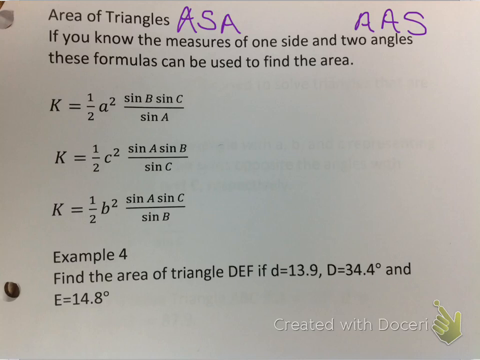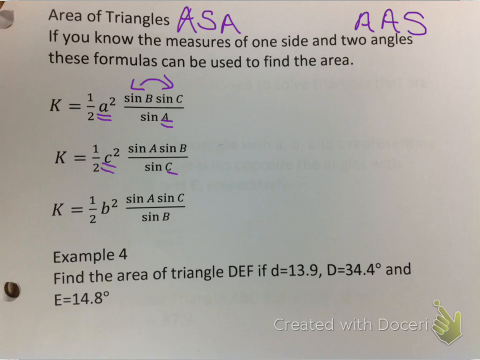K is area again. Notice that A is squared, that's a side. And notice A, the squared term, the opposite angle is in the denominator. Notice C squared, its opposite angle is the denominator. Now multiplication is commutative, so these two could be switched in order, so it really doesn't matter which one comes first or second, as long as I have the sine of A in the denominator.